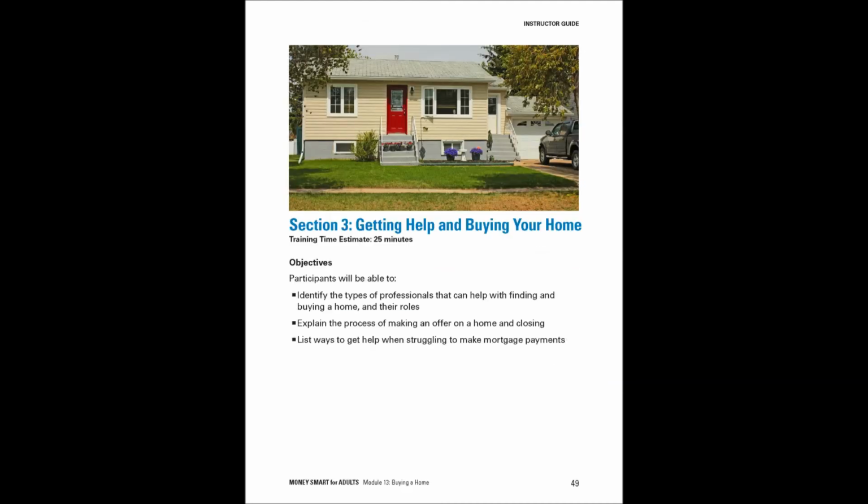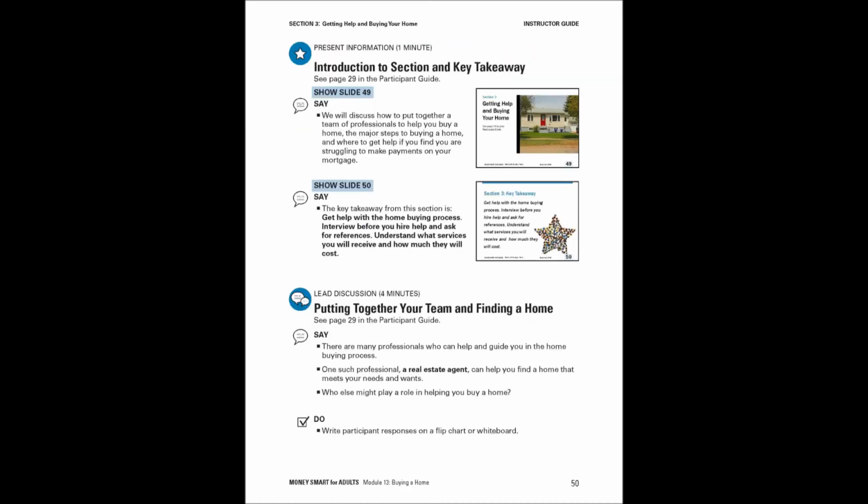Now, the final section here in this particular module is section 3, getting help and buying your home. The objectives here are to identify the types of professionals that can help with finding and buying a home and their roles, explain the process of making an offer on a home and closing, and list ways to get help when struggling to make mortgage payments. So we start out with our introduction, which includes the key takeaway here, denoted again by the star, and then we go into a discussion around putting together your team and finding a home.